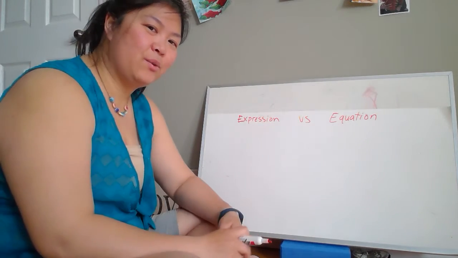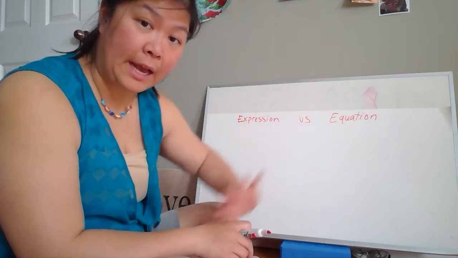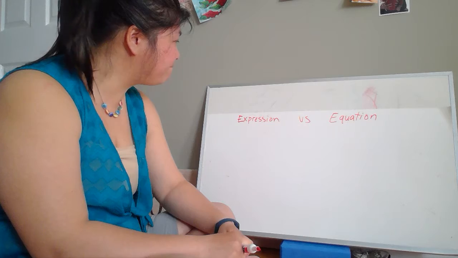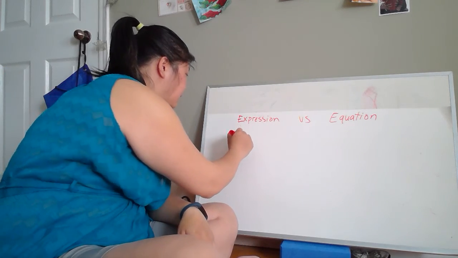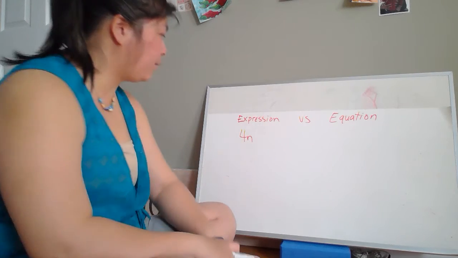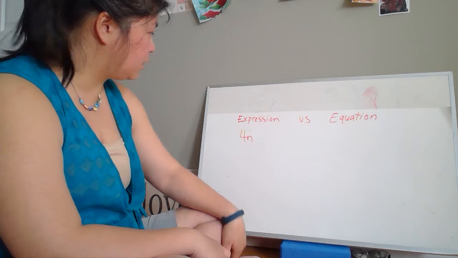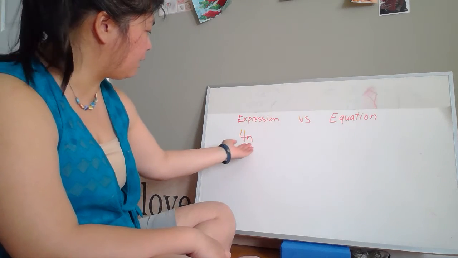Good day. We are going to talk about expression versus equation in algebra. So, what is the equation? What is an expression? When we talked about it, there's a coefficient and the variable. Coefficient and variable, that's an expression. There's a number and a variable.